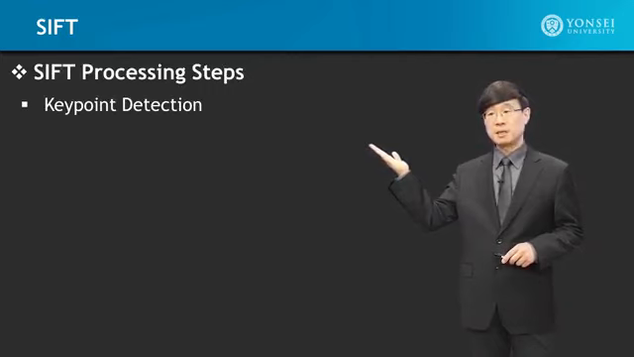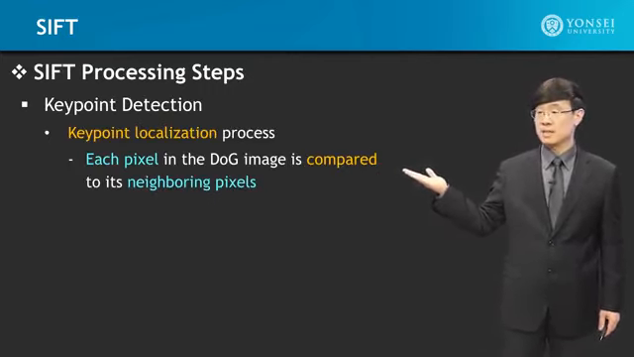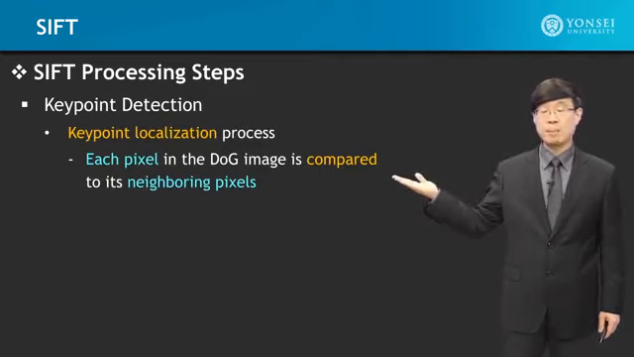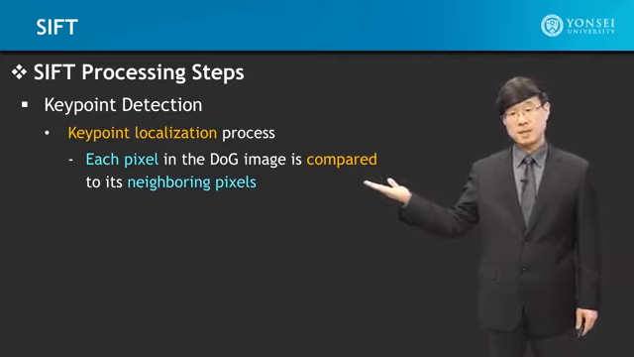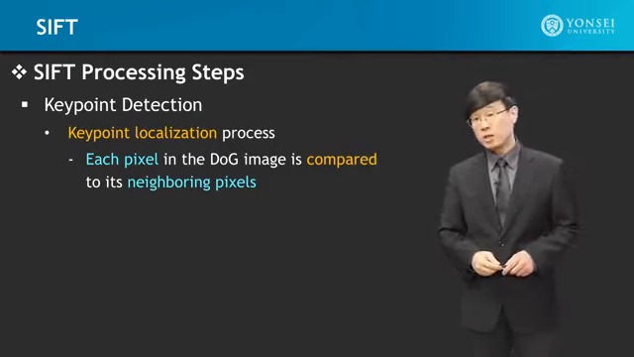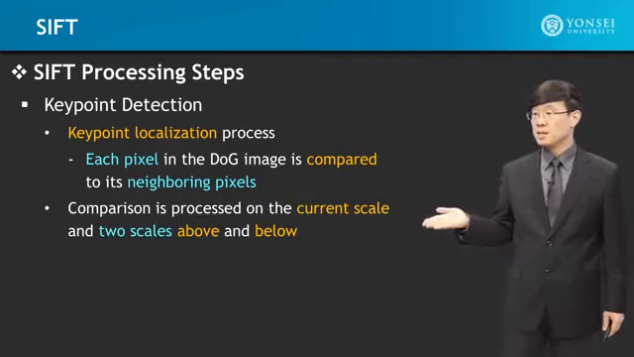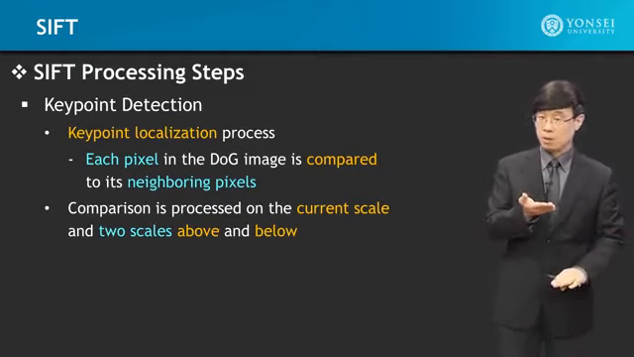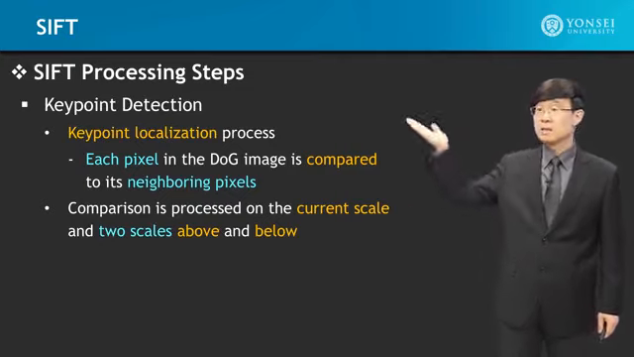SIFT processing steps include the key point detection, where key point localization process is conducted. Each pixel in the DoG image is compared to its neighboring pixels. So, each pixel is compared with its neighboring pixels, so that's what it means by a localization process. What are you trying to do? You're trying to do key point detection. Comparison is processed on the current scale and 2 scales above and 2 scales below. And that is where the comparison process is conducted. Why? To find key points.